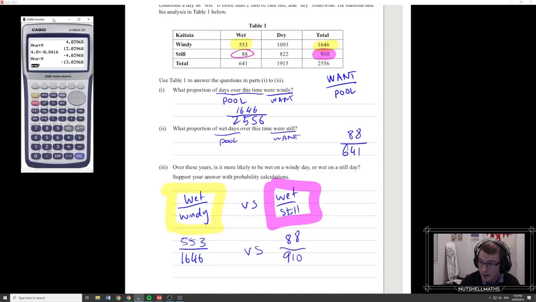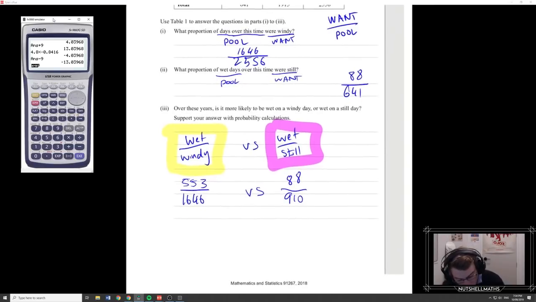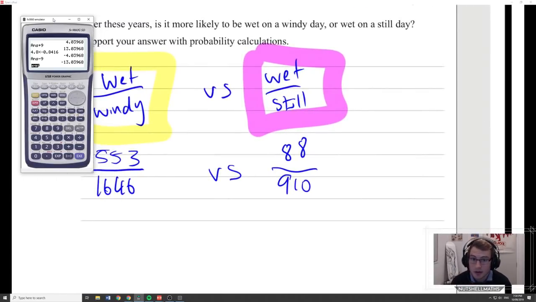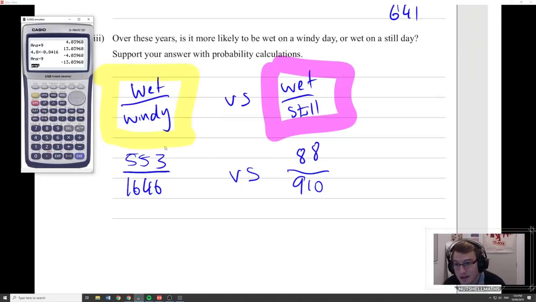Okay. Right. So far so good. We want to just compare these two numbers. To compare these two numbers, it's way easier if they're decimals. Right? 553 out of 1646. So this is going to be 0.336 versus 88 out of 910, 0.097.